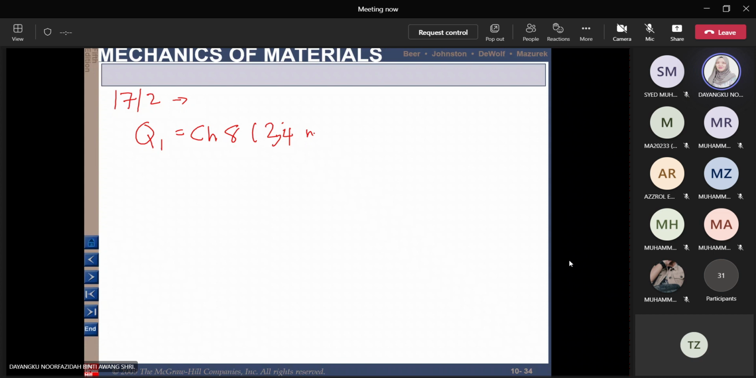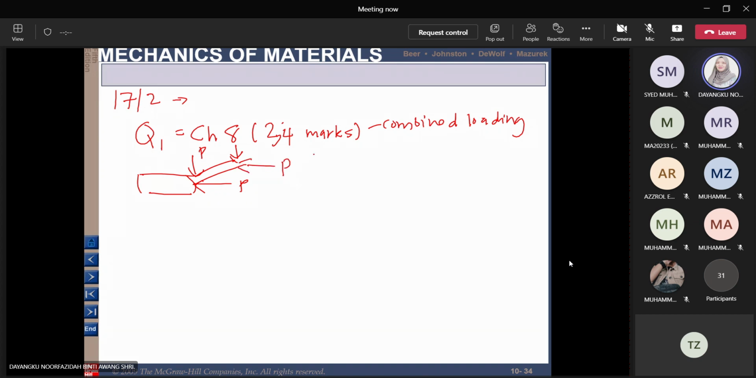Okay, so combined loading. So basically, you will be given a structure, and this structure is subjected to various types of loading. So P, okay, and then you will have something like this and different parts here. So you need to use the method that I have shown you before. Okay, so for question 1, because this is a combined loading, you need to start by identifying the loading.